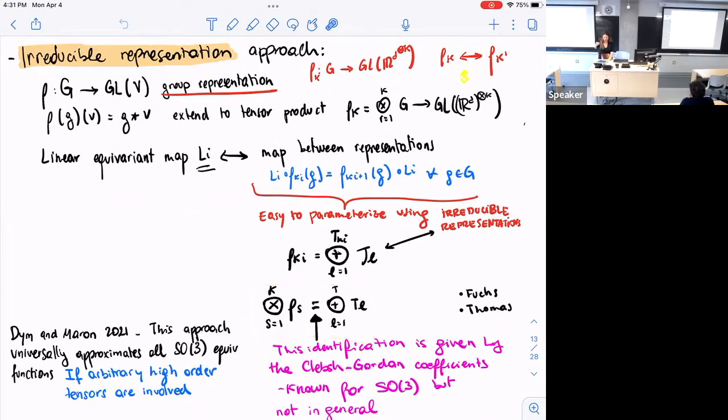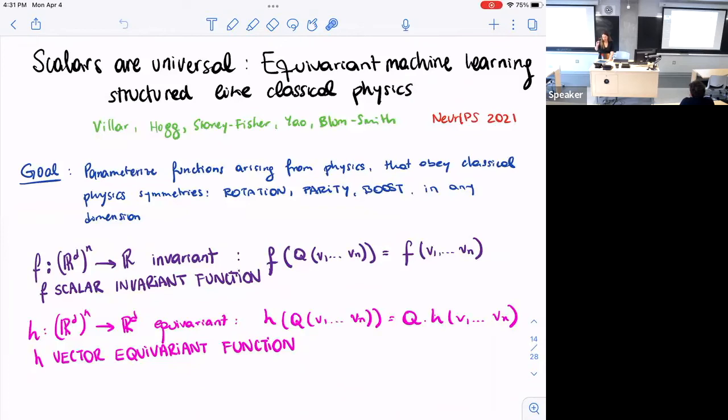This is general, but this works specifically for some groups like rotations and translations and Lorentz transformations and things that come from physics. It's very simple and the implementation is very easy. So I guess that's the advantage. So the idea is the following.